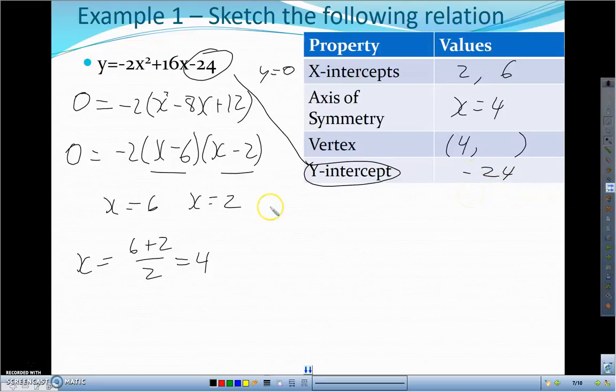So here's what we don't know yet. We don't know the y value of the vertex, but we can find it by substituting x equals 4 back into this equation or this equation. It doesn't matter which one, and you can verify that if you'd like.